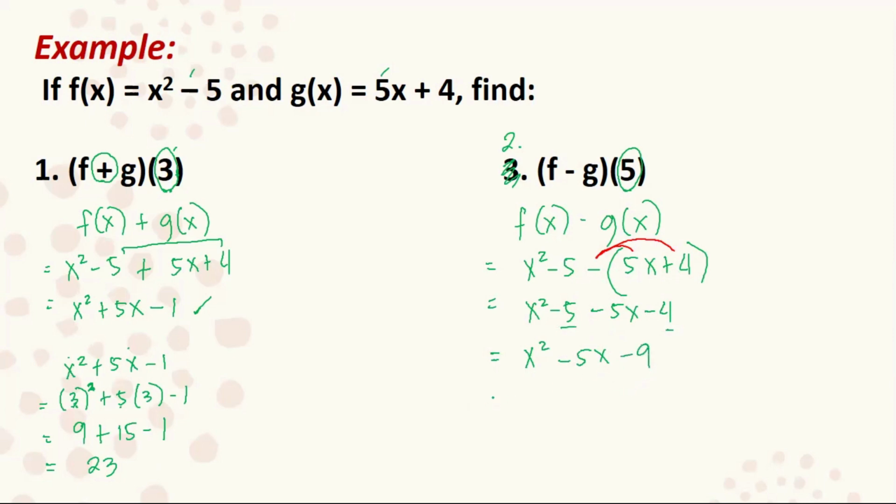So let's evaluate this expression at 5. So we copy the expression, then replace the variable x by the value 5. Then simplify. 5 raised to 2 is 5 times 5, so it's 25. Negative 5 times 5 is negative 25, then copy minus 9. Simplifying, cancel this out, the result now is negative 9. So this is now the answer in number 2.